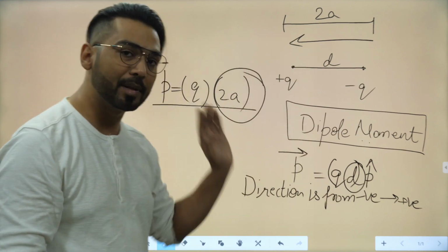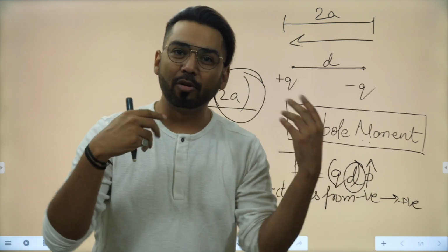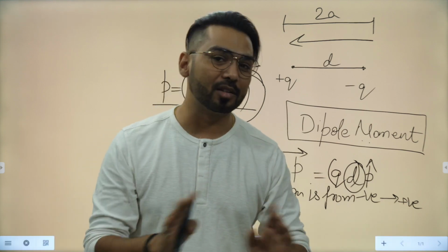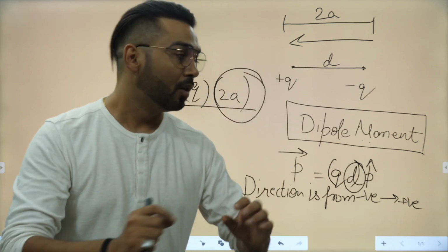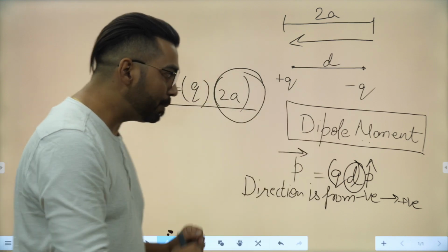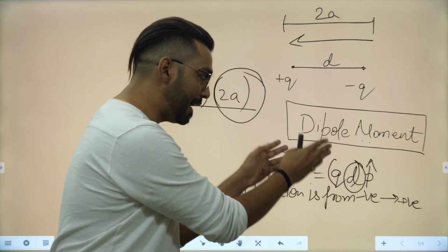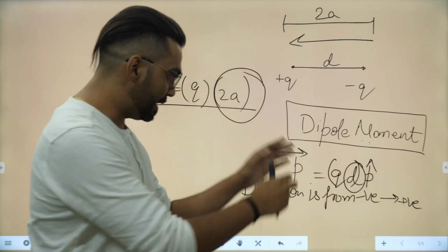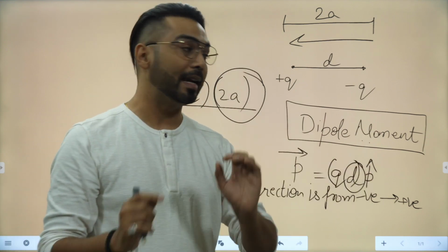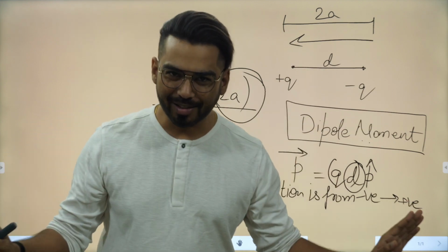I could have represented this as D or 2A or X or some other letter of the English language. It does not matter. What matters is which physical quantity you are taking, and that is D. Alright guys, I hope this part is clear to you. Dipole moment is a vector quantity and it is represented by QD into P cap. P cap is the direction of the unit vector from the negative charge to the positive charge. I hope this is clear.